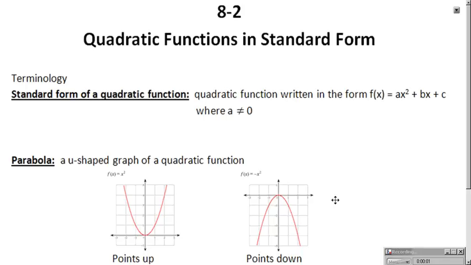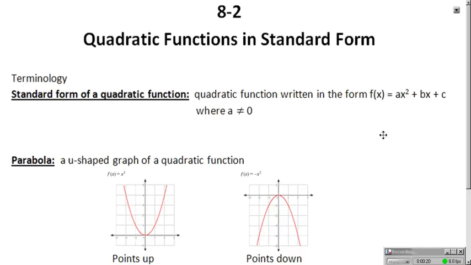Today's lesson 8.2, quadratic functions in standard form. We're going to go ahead and break this up into two lessons. Terminology and line of symmetry, vertex, minimum, maximum, and parabolas are key today.